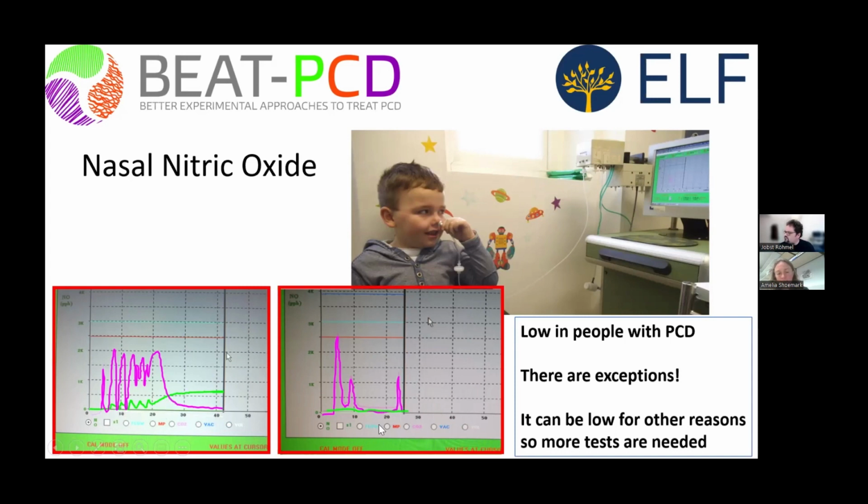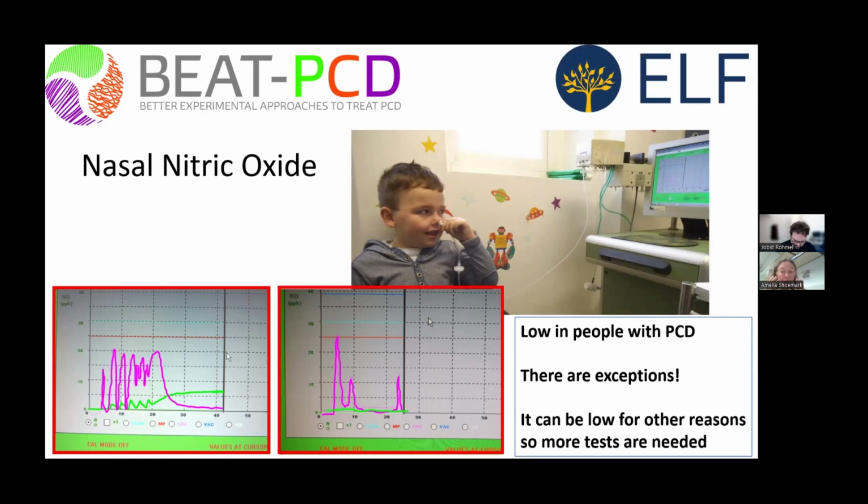This is someone with PCD. They breathe and then they hold their breath, which is part of the test, and the nitric oxide doesn't rise up. So there can be lots of reasons why that happens, and it doesn't have to be related to PCD.